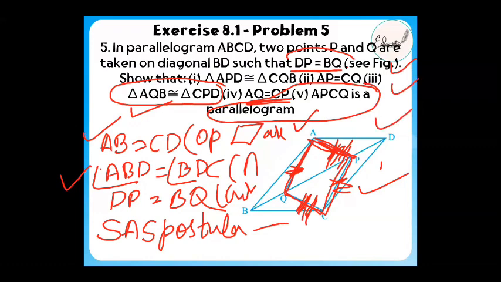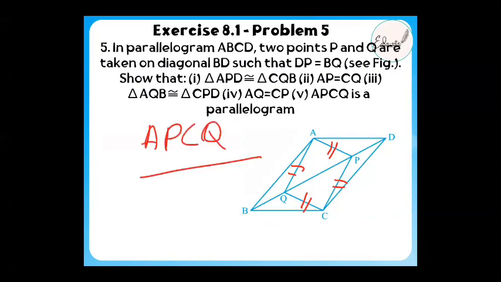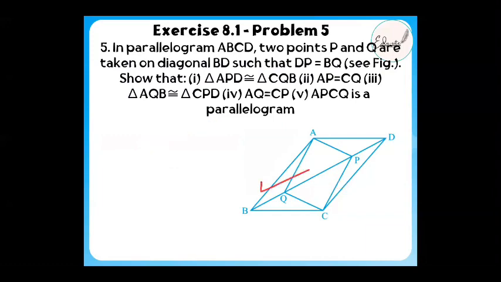What is one property of a parallelogram? Opposite sides are equal, right? Yes. So these opposite sides are equal. Hence, we have proven that APCQ is a parallelogram. That's all. All the proofs are done. Wasn't it easy?